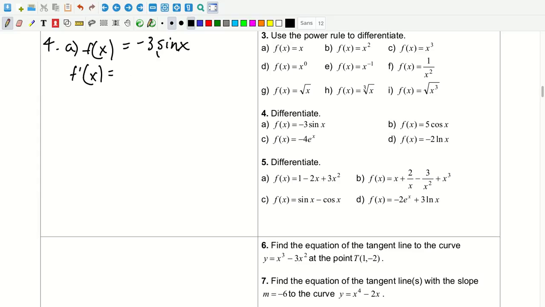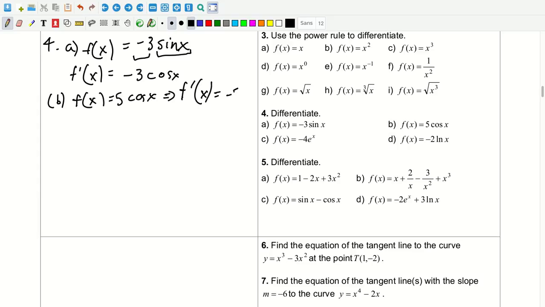All you have to do is figure out what the derivative of sine x is and then tack on a negative 3. So the derivative of sine x is cos x, so it's going to be negative 3 cos x, and we're done. Part B is f of x equal to 5 cos x. Now we've got to find its derivative. The derivative of cos x is negative sine x. Then you tack on the 5, it's going to be negative 5 sine x. Okay, so the derivative of sine x is cos x, but the derivative of cos x is negative sine x. Remember that.